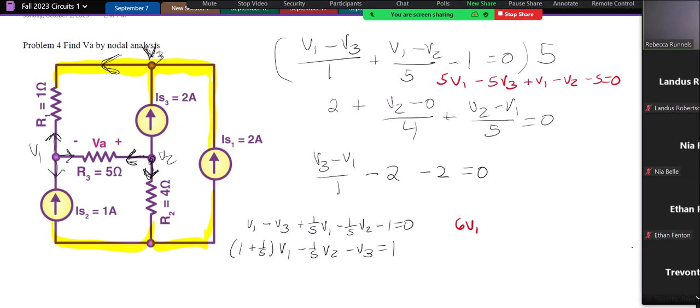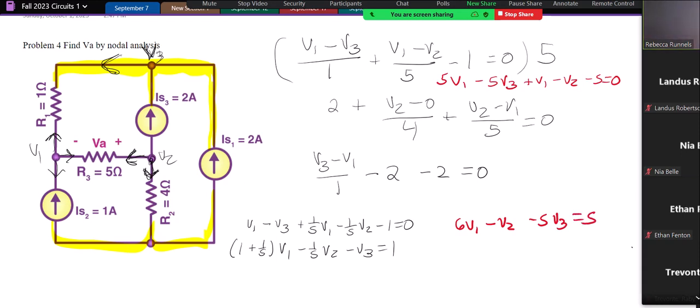Did I do this wrong? Oh, I labeled my nodes differently. You see, and this is what happens. In my notes, I made the top one v2 and the bottom one v3. Okay, it's all right. It just means I won't be able to catch my mistakes. Okay, so 6v1 minus v2 minus 5v3 equals 5.